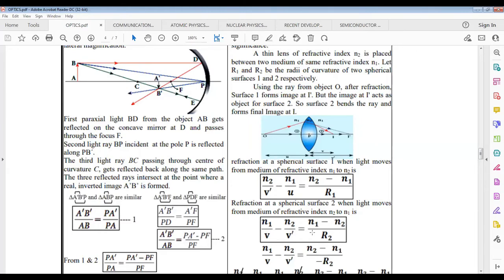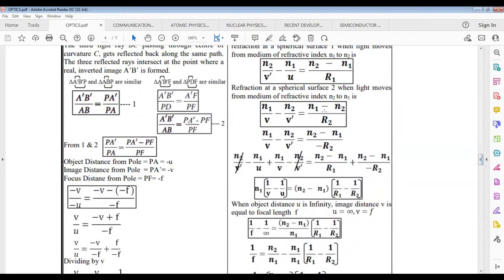So this can be modified as the first equation. Instead of N1 minus N2, you take one minus sign outside, it is N2 minus N1 by minus R2. Adding the two equations, this N2 by V dash and N2 by V dash get cancelled. Minus N1 by U plus N1 by V is equal to N2 minus N1 by R1 plus N2 minus N1 by R2. Take N2 minus N1 outside. So within the bracket, you will get 1 by R1 minus 1 by R2. This is your RHS. In LHS, you have N1 in the numerator, take N1 outside. It is 1 by V minus 1 by U is equal to N2 minus N1 by N1, into 1 by R1 minus 1 by R2.